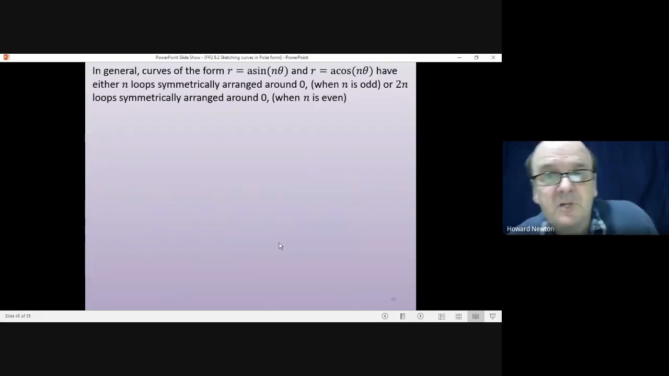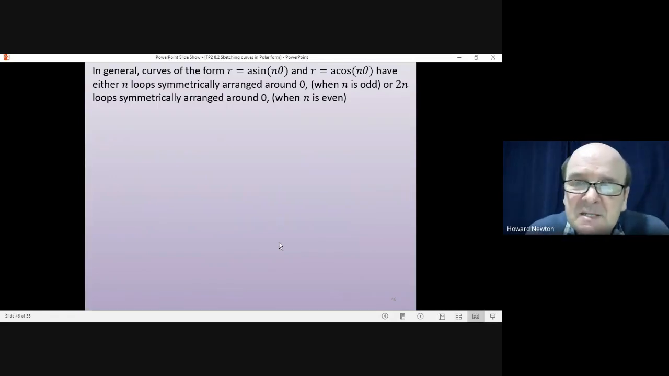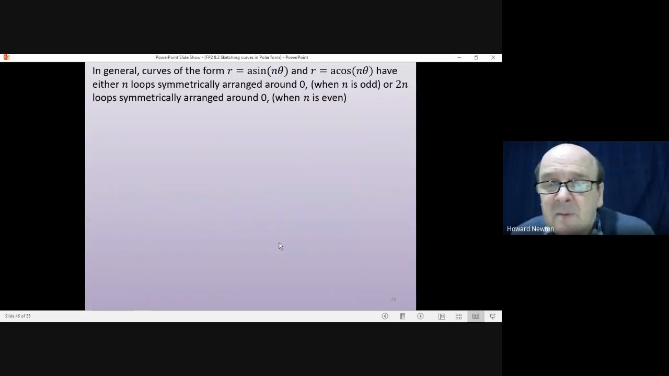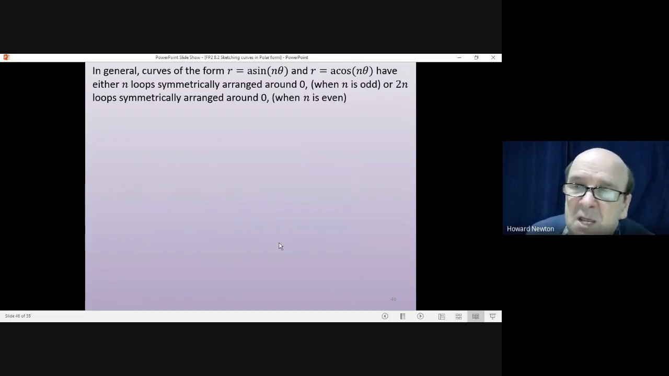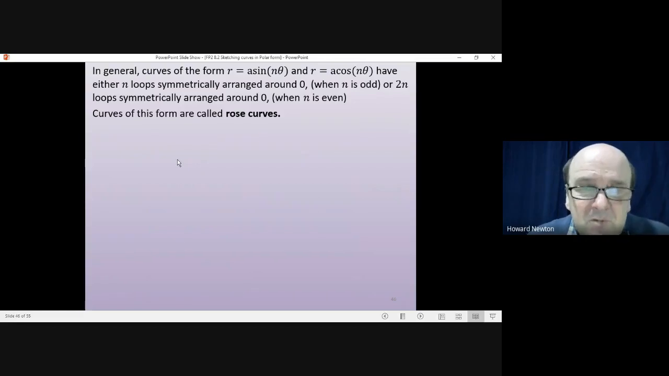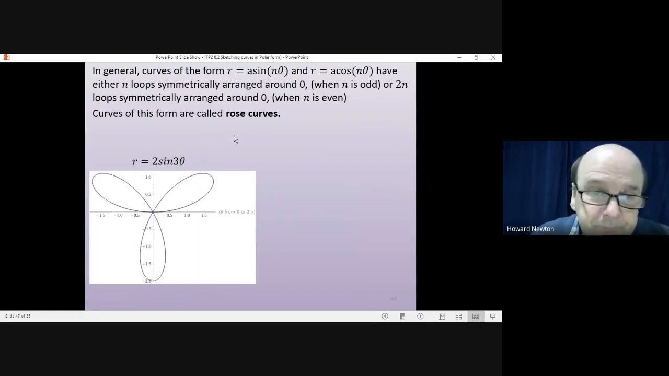Now, in general, curves of the form either r equals a sine n theta, where n is a positive integer, and r equals a cos n theta, where n's a positive integer, there are two possibilities. They will either have n loops symmetrically arranged around the origin if n is an odd number. But if n is an even number, you actually get double the number of loops, again symmetrically arranged around the origin. Curves of this form have a special name. They're called rose curves.